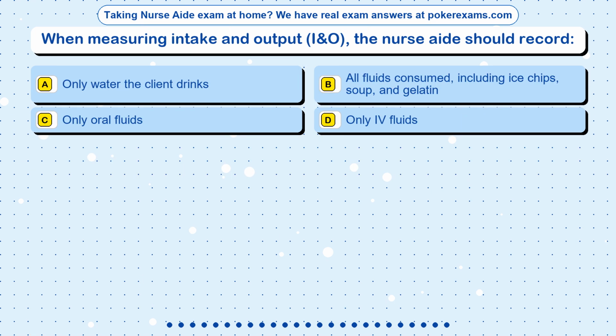Question 20. When measuring intake and output, I&O, the nurse aide should record: Option A, only water the client drinks. Option B, all fluids consumed, including ice chips, soup, and gelatin. Option C, only oral fluids. Option D, only IV fluids.